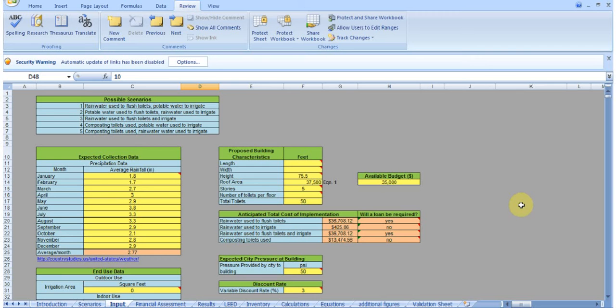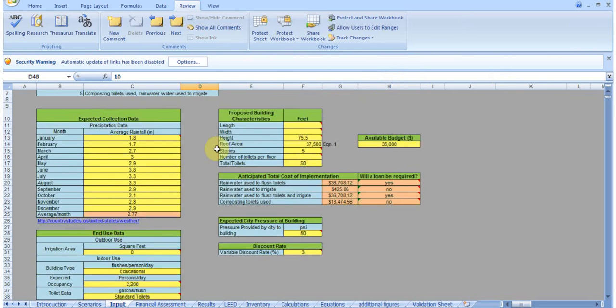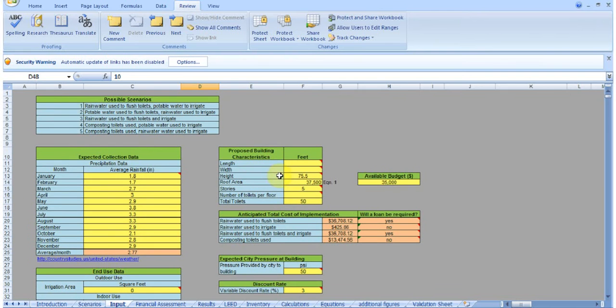This is the second video in the sequence, following the input criteria video number 1. Following the input criteria that we've already entered, it's time to move on to the financial assessment of the EEAST model. The financial assessment is built around these criteria.